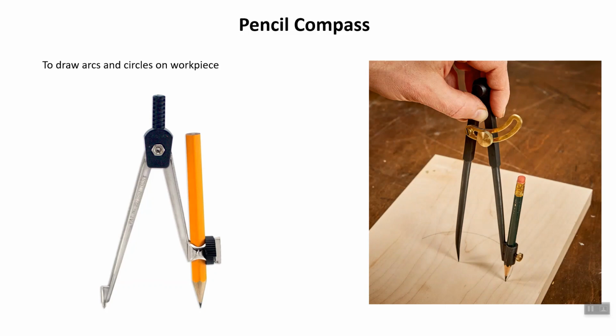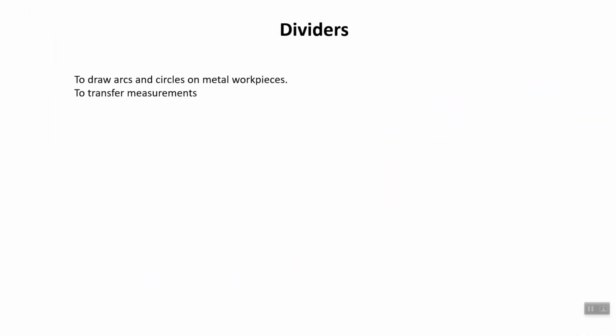It is very frequently used on wood in the workshop. But if you have to draw onto metals, we won't be using a pencil compass, we'll be using a divider. To draw arcs and circles onto metal pieces and to transfer measurements, we use a divider.